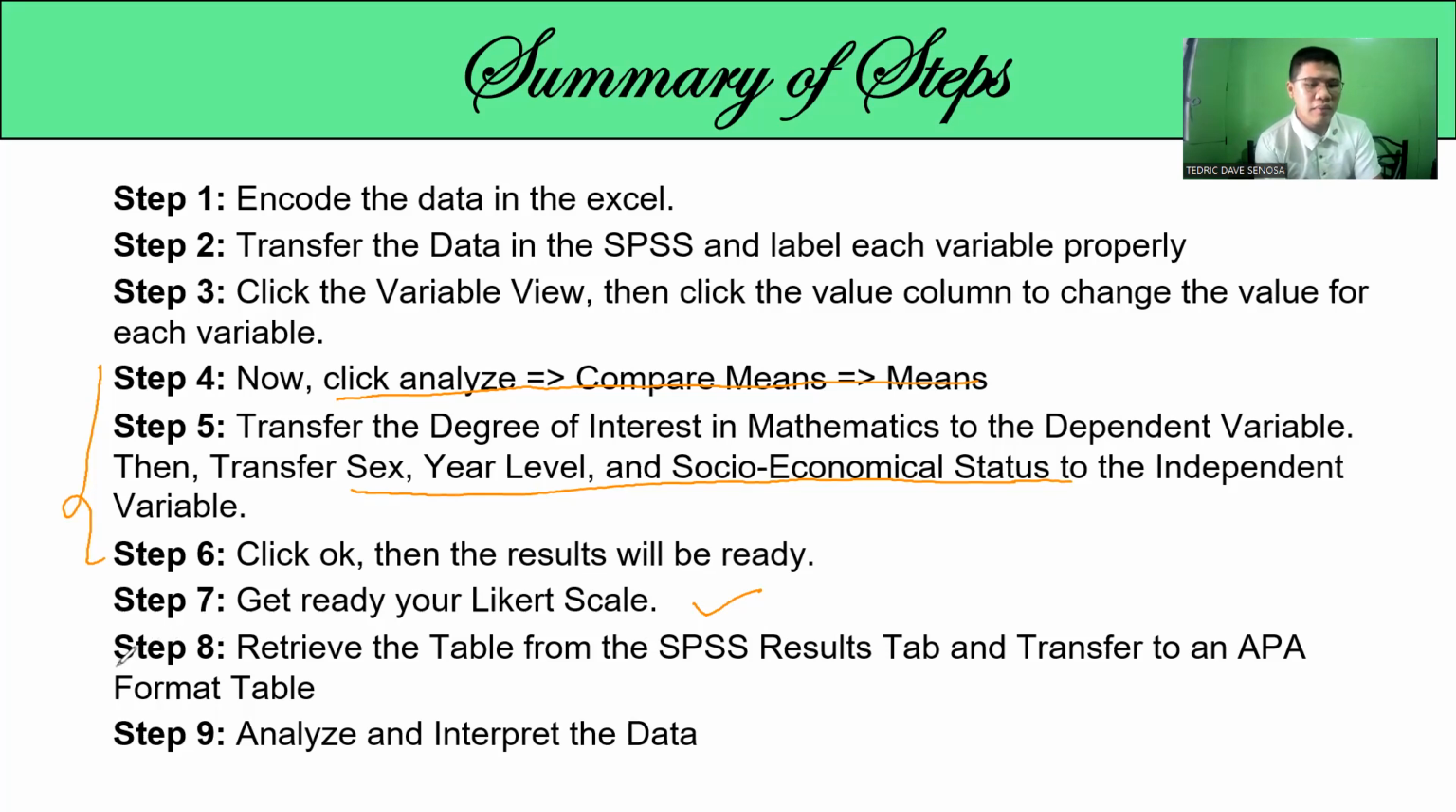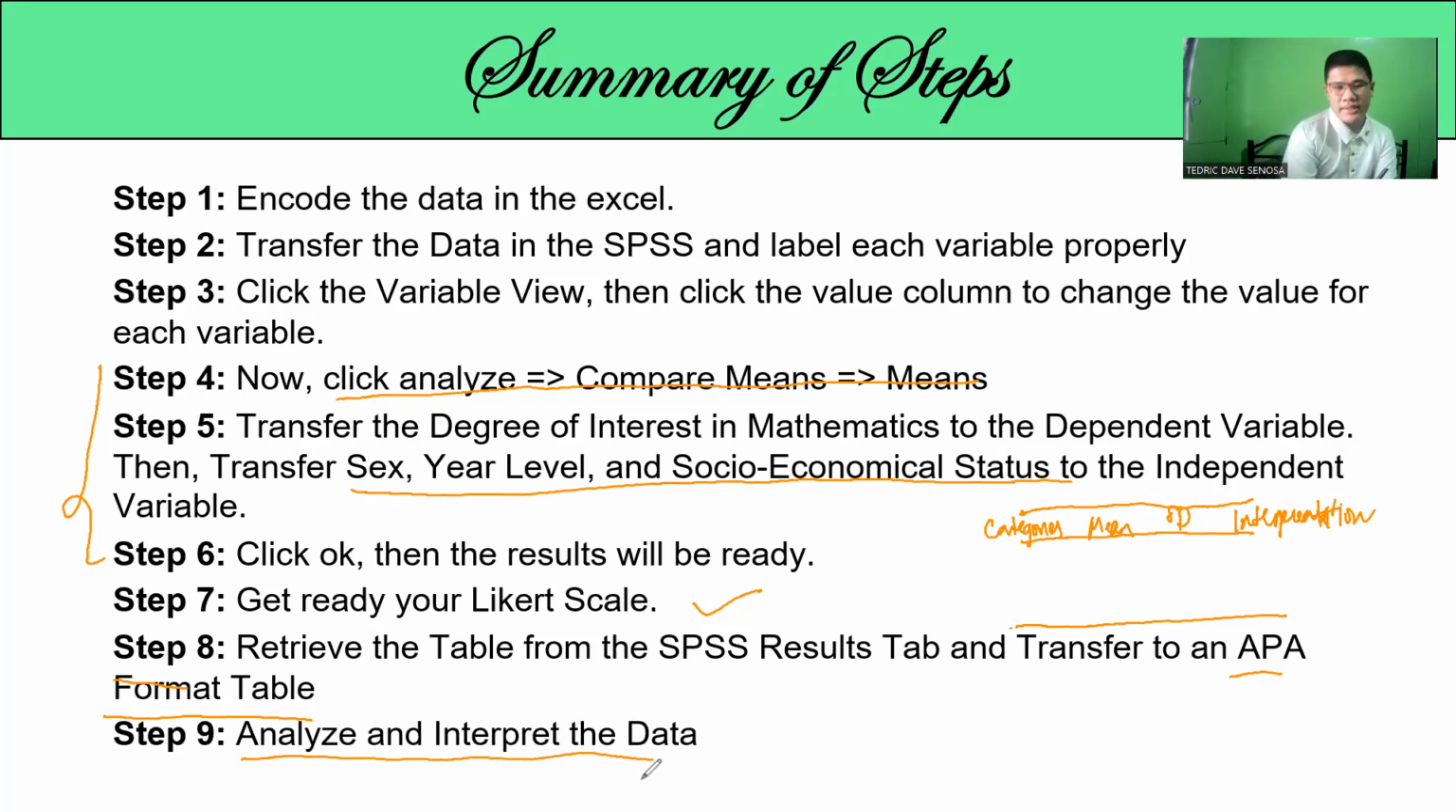And then chapter 8, retrieve the data and make an APA format table. So your APA format is like this, this one, and then the last row. Tatlo lang din ang linya, basta APA. The first, the second, and the last. Right? So there are 4 categories: the mean, the SD, and the interpretation. Sorry, wrong spelling. And then of course, you analyze and interpret your data based on the results.